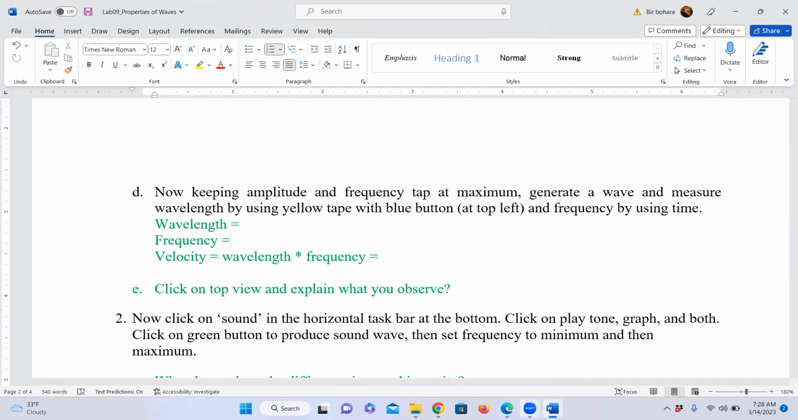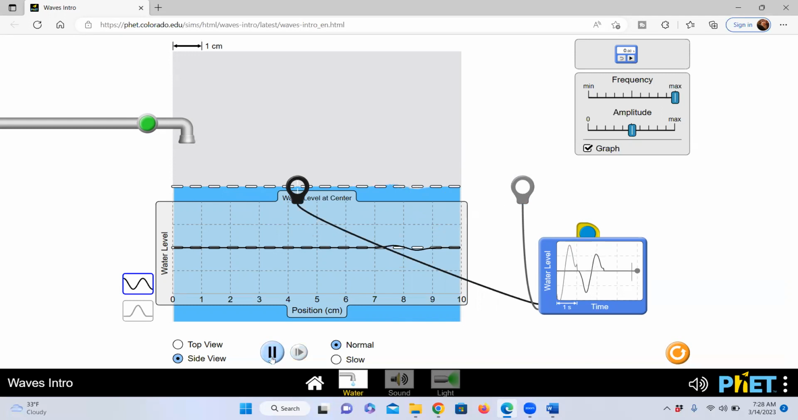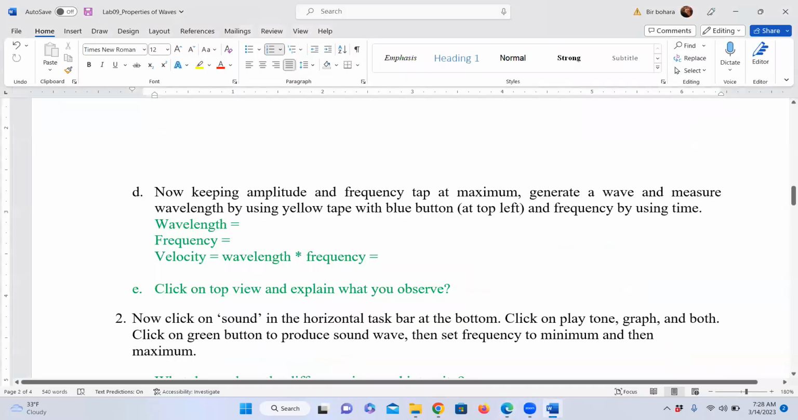Okay, so we are already measuring that. Let me use just one probe because we just need a wavelength. So keep both at maximum, right? That's what it is saying. Now keeping amplitude and frequency at max, generate a wave and measure wavelength by using the tape. Okay, so our goal is measuring wavelength and the frequency.